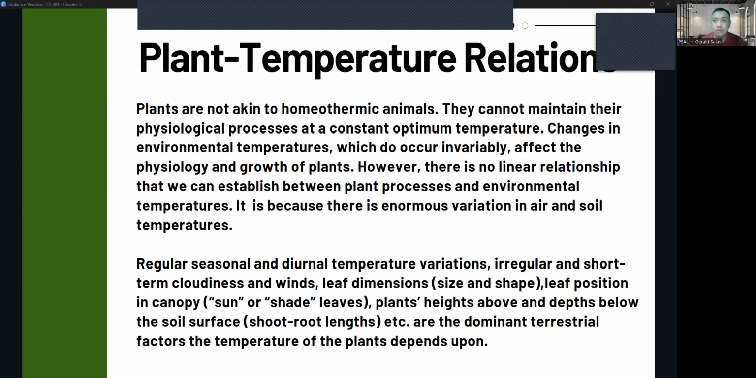However, there is no linear relationship that we can establish between plant processes and environmental temperatures. It is because there is enormous variation in air and soil temperatures. So doon tayo nahihirapan. Now, regular seasonal and diurnal temperature variations, irregular and short-term cloudiness and winds, leaf dimensions, leaf position in canopy, plants' heights above and depths below the soil surface are the dominant terrestrial factors the temperature of the plants depends upon. So these are the things that we look into.